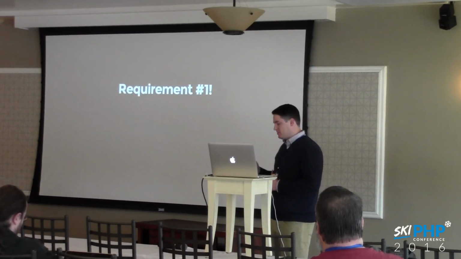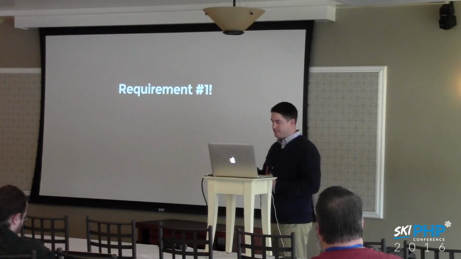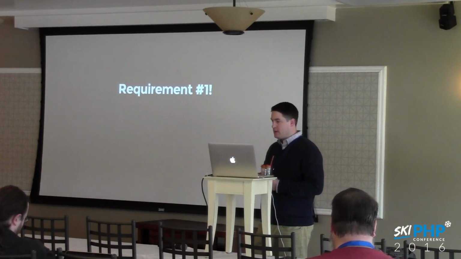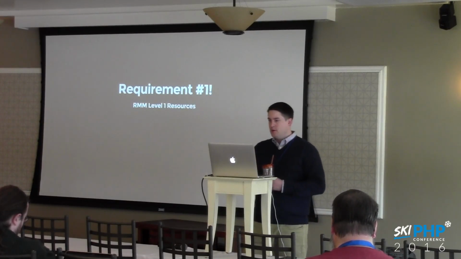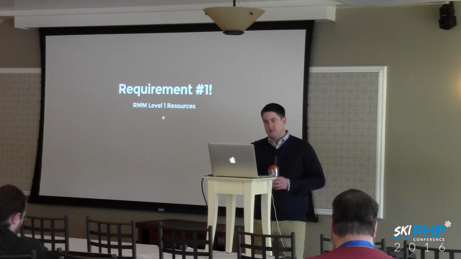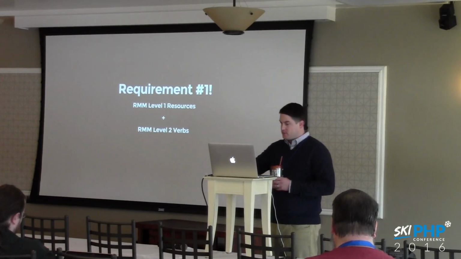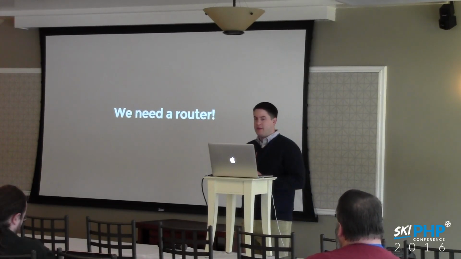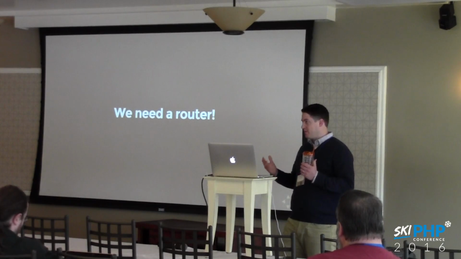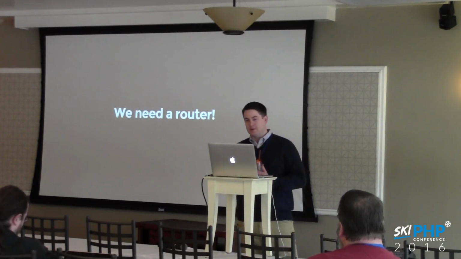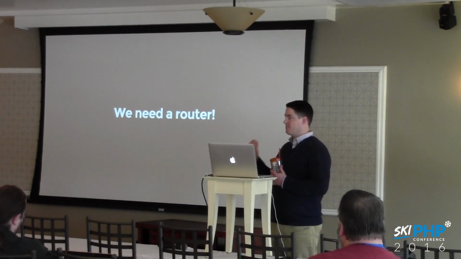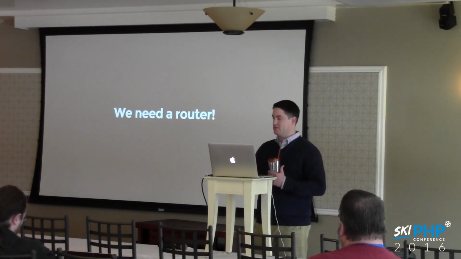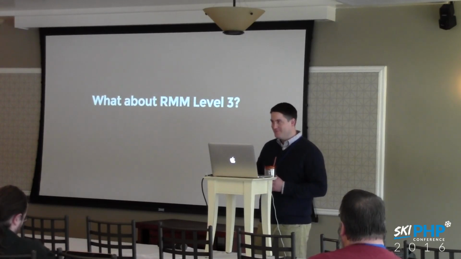So in talking about Richardson maturity levels, we have the first requirement we're going to place on our API, or rather our framework, when we're deciding how to build an API. When we combine level 1 resources with level 2 HTTP verbs, we obviously need a router. Now that shouldn't be too surprising, that's pretty basic. We haven't done anything earth-shattering yet, but just be aware that if I'm going to choose a framework to build an API with, it better have a router. Hint, every single one does, so don't worry about it yet.